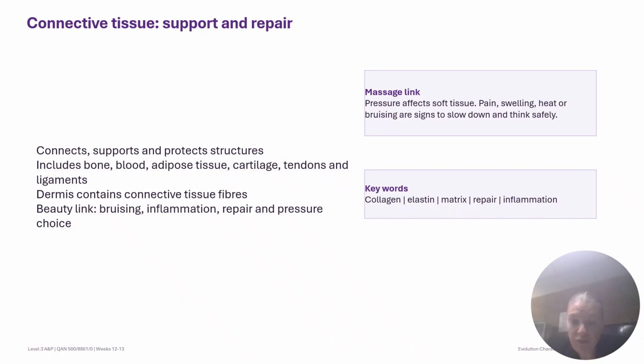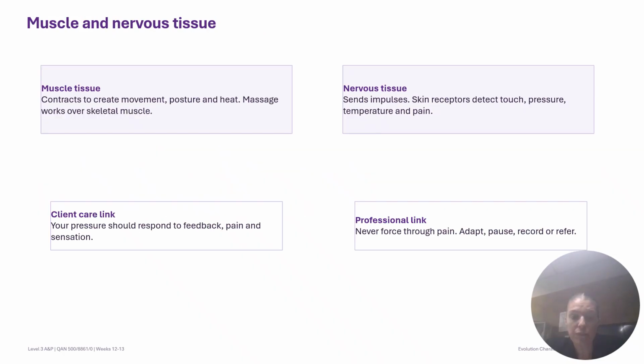So pressure affects soft tissue through your massage. Pain, swelling, bruising are all signs to slow down and think safely. Your key words here are collagen, elastin, the matrix, repair and inflammation. They're your key words, so I'd make note of those.